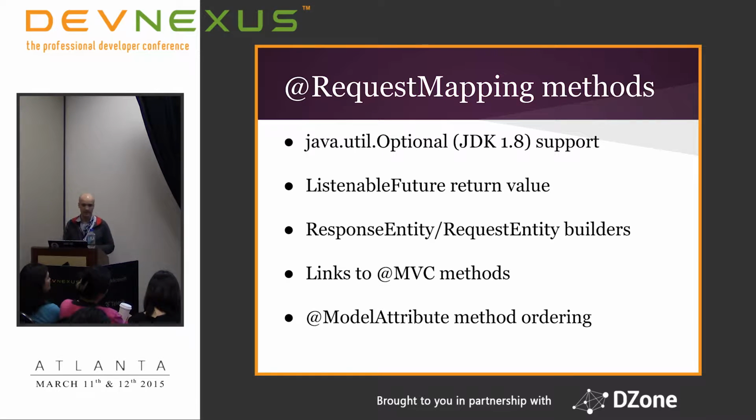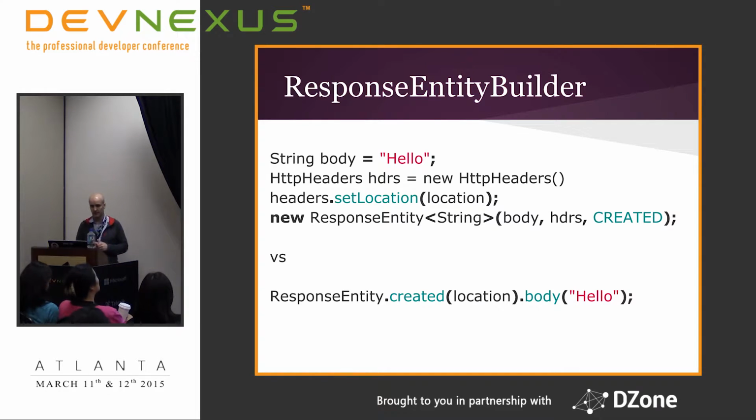That's basically the same as returning a DeferredResult, and we'll talk about that in a little bit. We have ResponseEntity and RequestEntity builders. This is really nice because it's very commonly used in controllers. I'll show that shortly. We have the ability to prepare links to annotated methods. Again, this is something that's been requested for a long time. So let's take a look at some of these things.